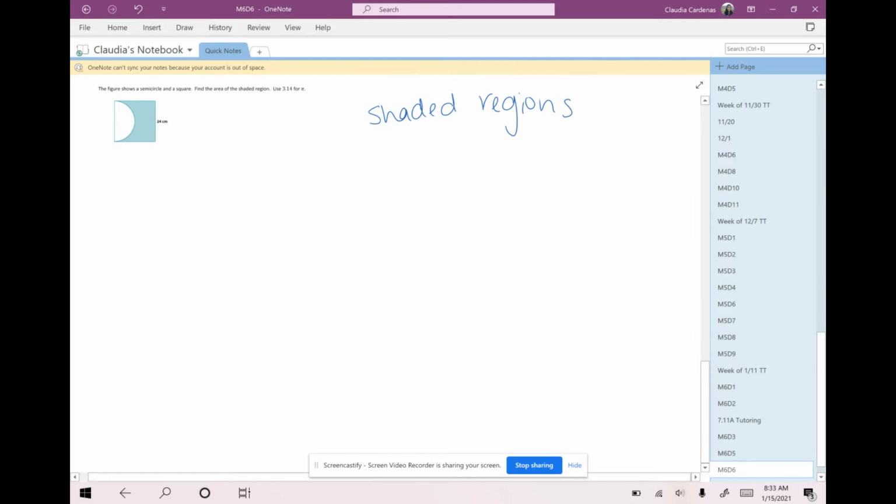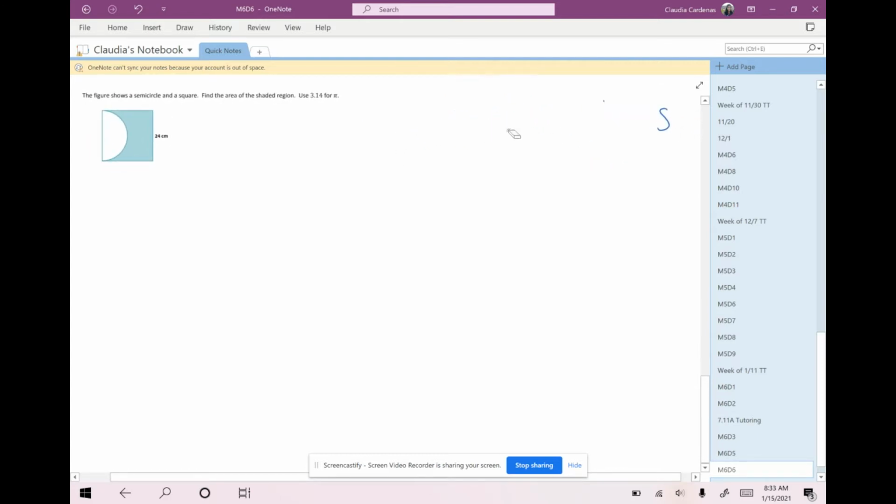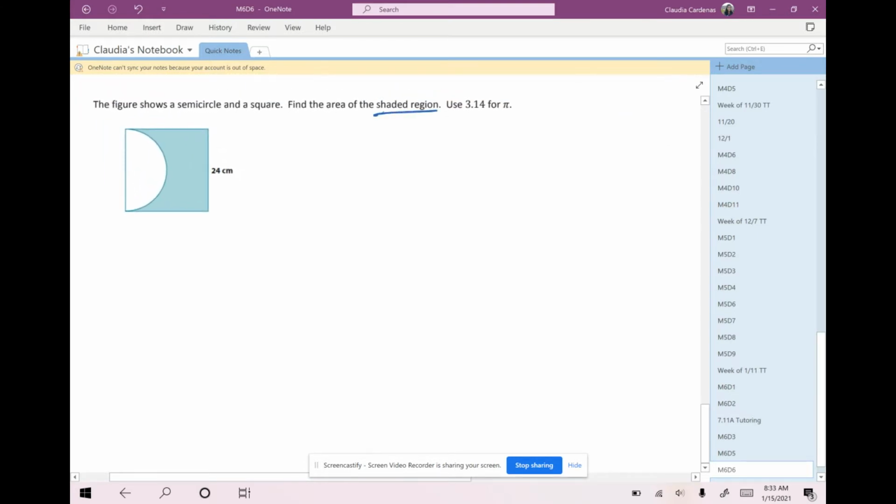So instead of finding the total area, let me zoom in a little bit more. In fact, let me zoom in a lot more. It says to find the area of the shaded region. So make sure that this is written down in your notes. So instead of finding the total area, I do not know the shape of what is shaded here, right? So we're finding a specific amount within this shape.